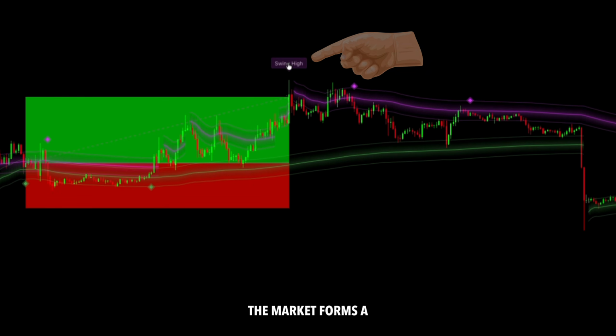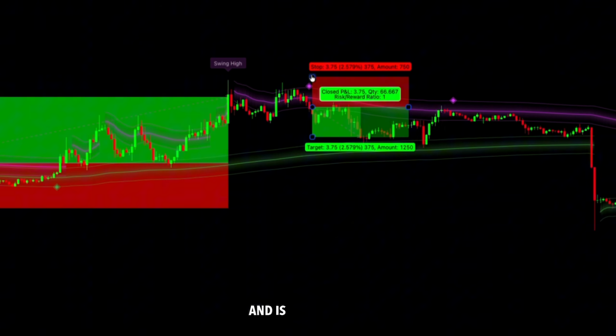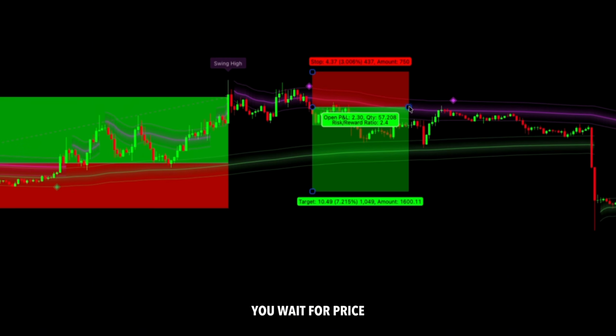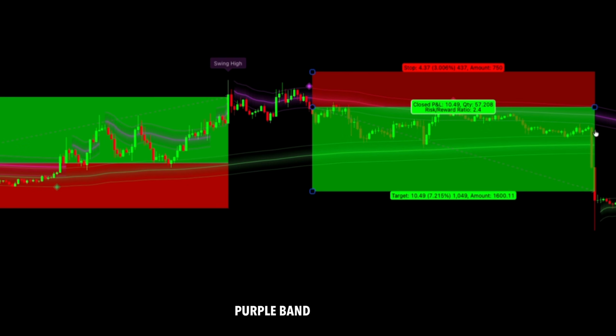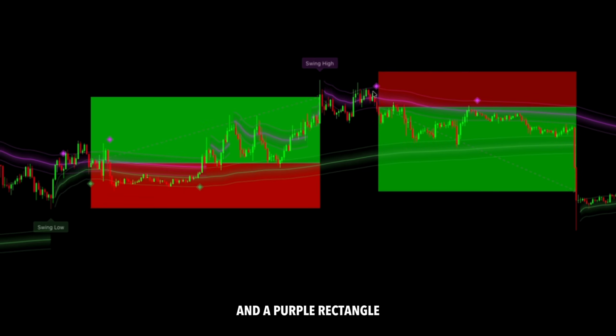The market forms a swing high, confirmed by the swing high label. This tells you that price has found resistance and is beginning to develop downward. You wait for price to pull back toward the upper purple band. When price crosses down from the upper band and a purple rectangle appears, that is your entry signal.